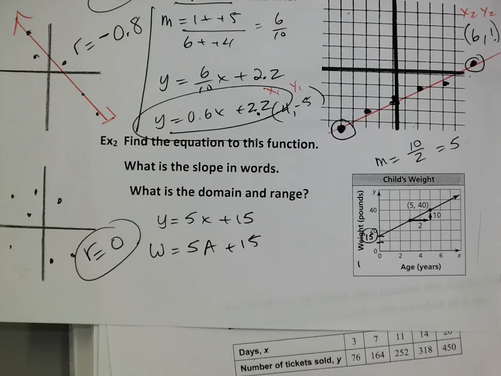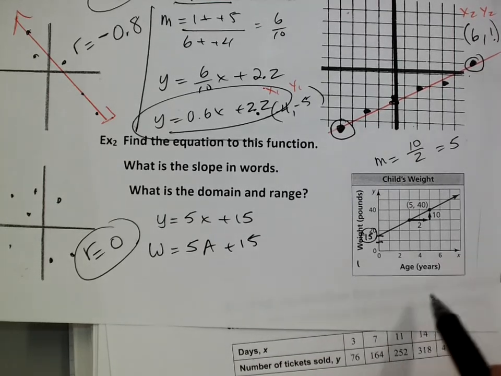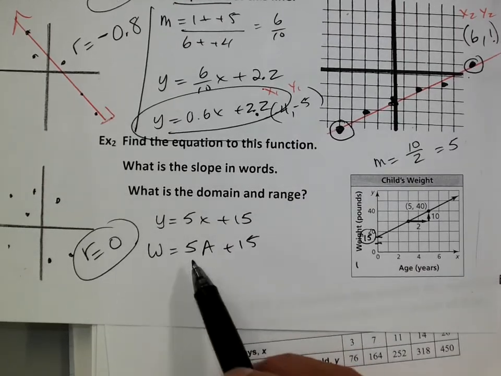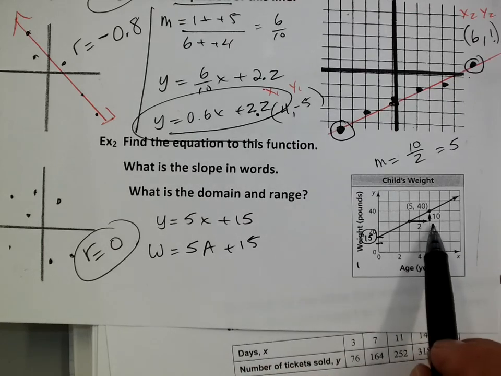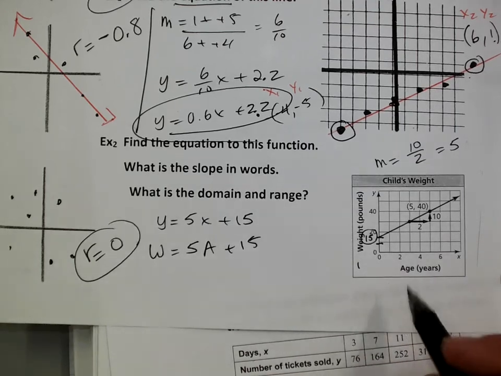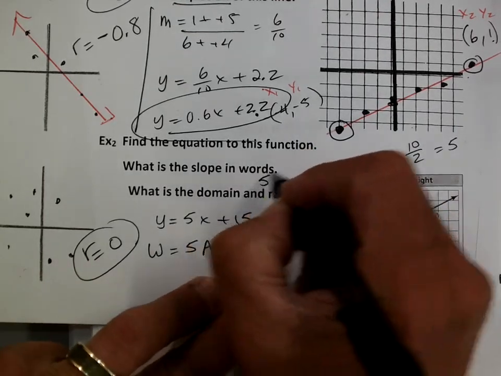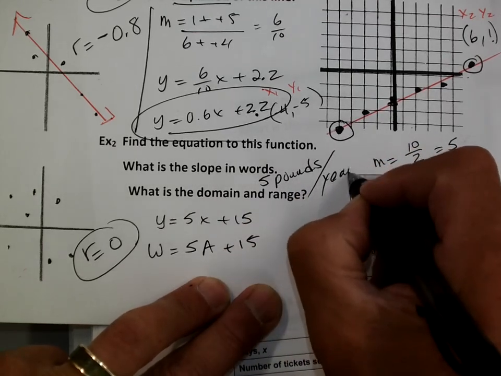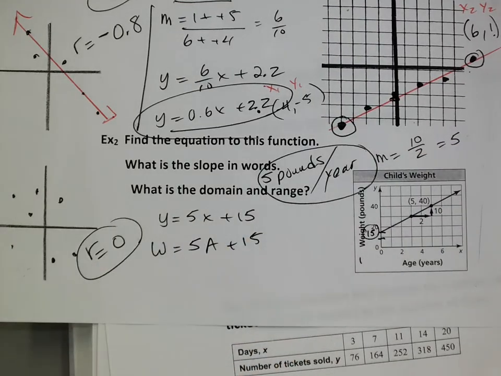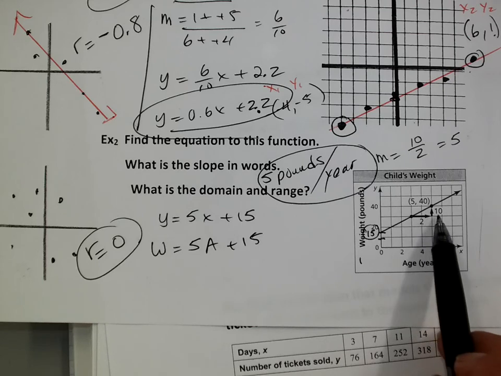So what does the slope mean? What is the slope? Instead of just 5, what does it really mean? Well, it means that you're basically growing 5 pounds per year. Think about it. You're going up 10 pounds in 2 years, so you're going to be gaining 5 pounds in 1 year. Slope in words is going to be 5 pounds per year, because slope needs to mean something, not just x's and y's. So in 2 years you gain 10 pounds, so in 1 year you gain 5 pounds.